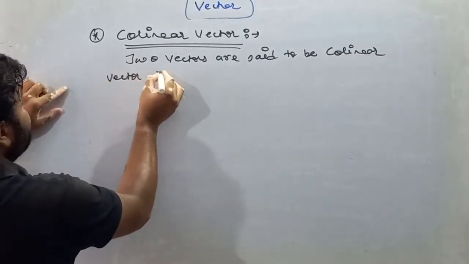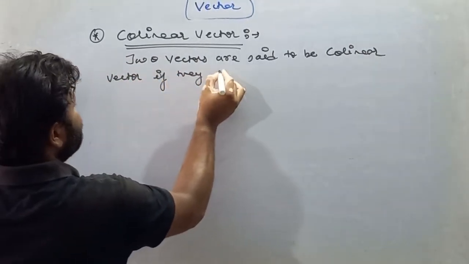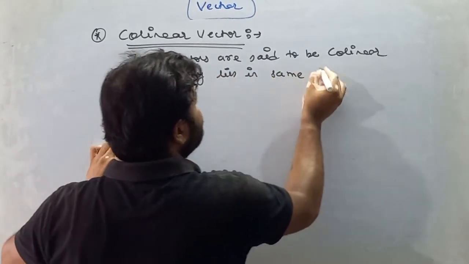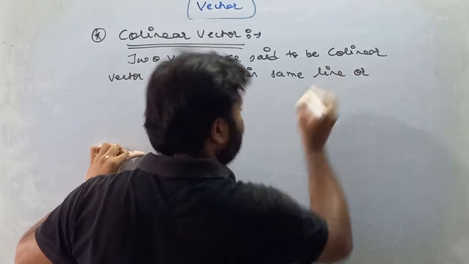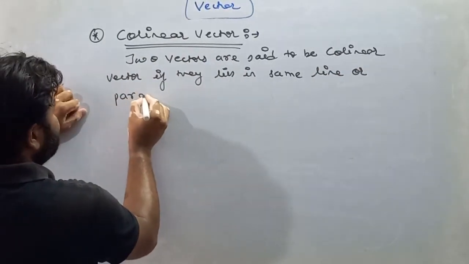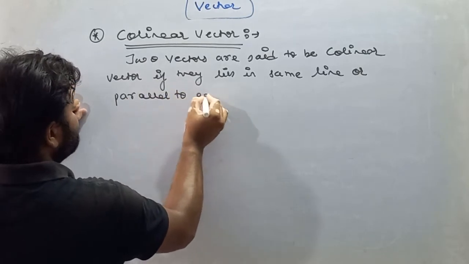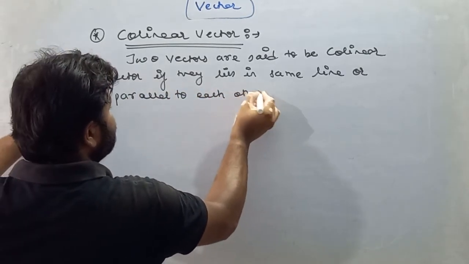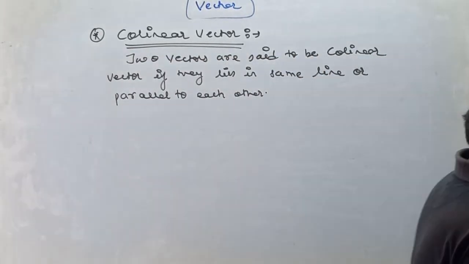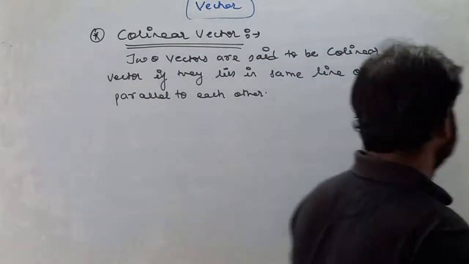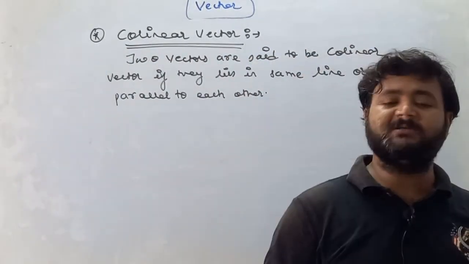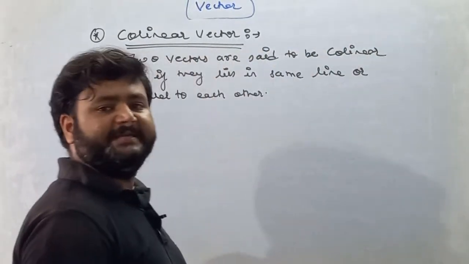vector if they lie in the same line or are parallel to each other. So we can say that two vectors are collinear if they lie in the same line or they are parallel to each other. Those vectors are called collinear vectors.